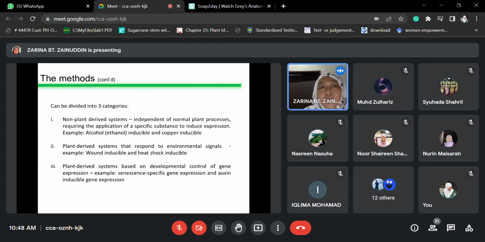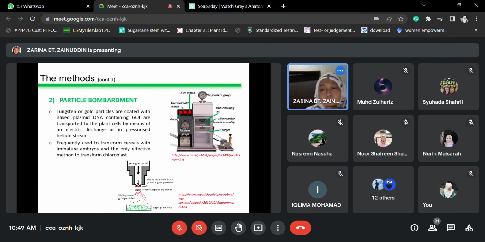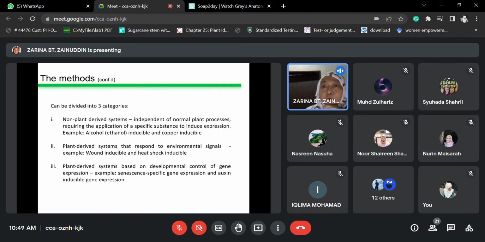And the final category of inducible promoter is called plant derived system, where the promoter is active depending on the developmental stage of the plant. So for example, in this case, the promoter will be active when the transformed plant arrives at the senescence stage. So the promoter will be active. So these are the examples of inducible promoter. So that is Agrobacterium.